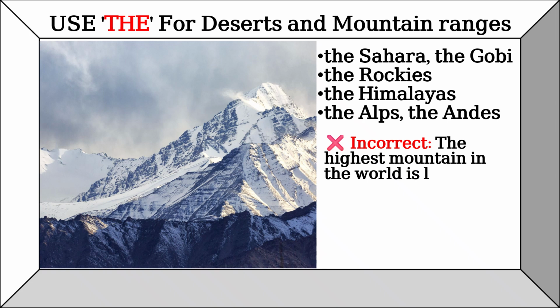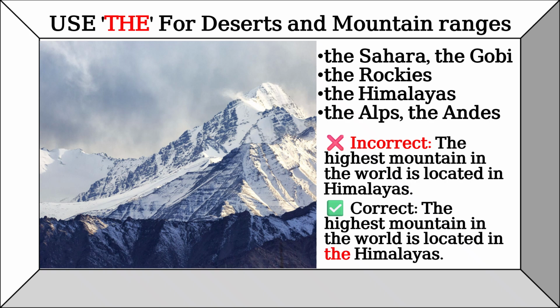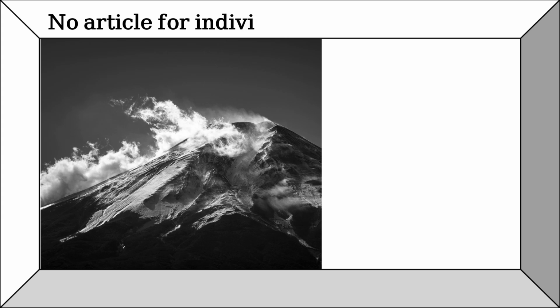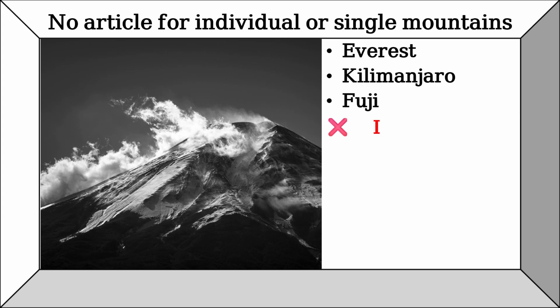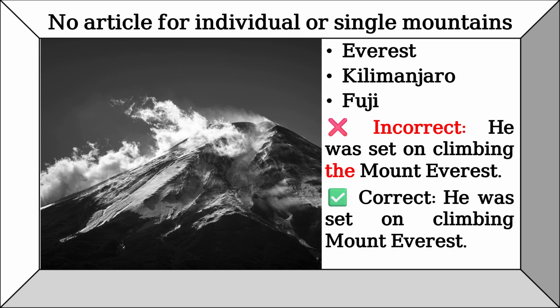Incorrect. The highest mountain in the world is located in Himalayas. Correct. The highest mountain in the world is located in the Himalayas. Use no article for individual or single mountains, like Everest, Kilimanjaro, Fuji. Incorrect. He was set on climbing the Mount Everest. Correct example is he was set on climbing Mount Everest.